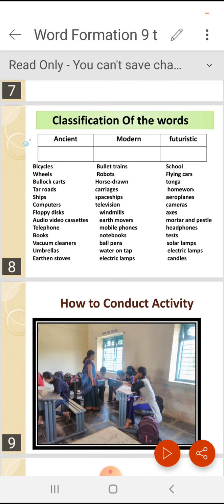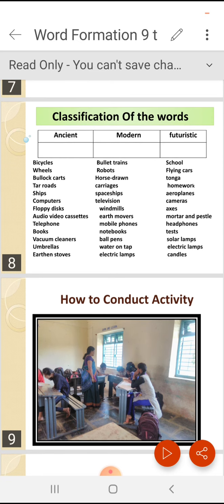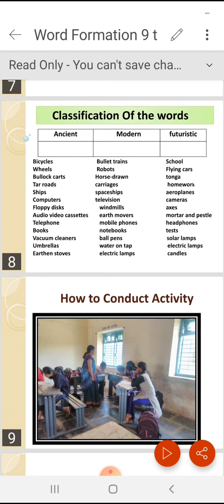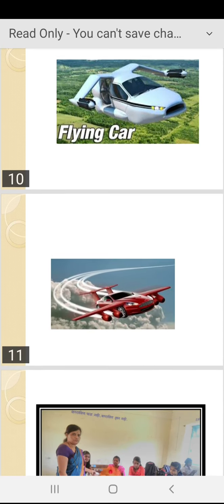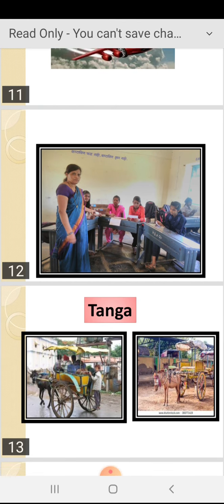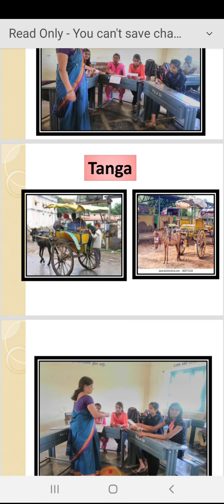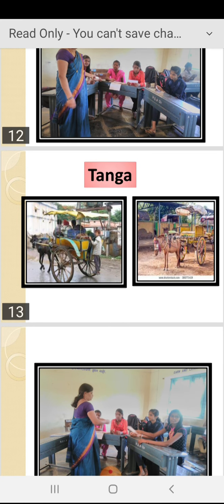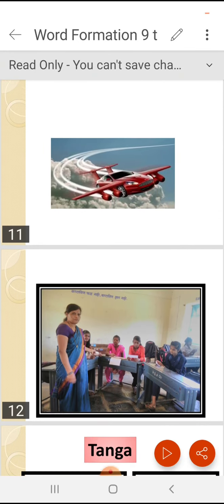Wheels. Wheels, चाके. Correct. गाडीची वगैरे. Yes. Ancient. Very nice. Bullock carts. Where should we put it? Bullock carts. See here. Tanga. Yes. Who will tell me? Tanga, ghoda gadi. Very nice. Where do we put it? Ancient. Very nice.